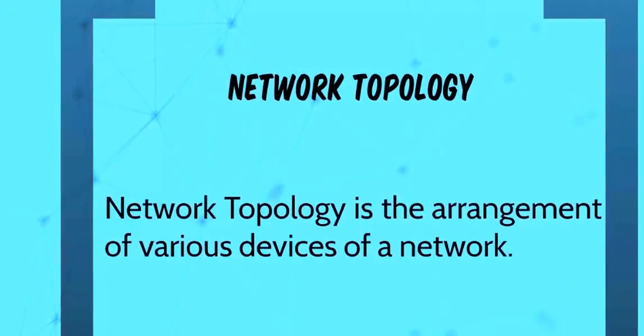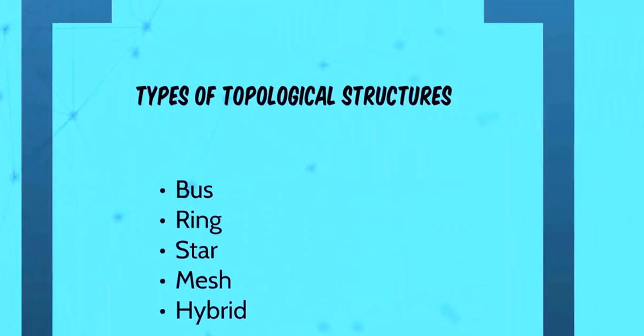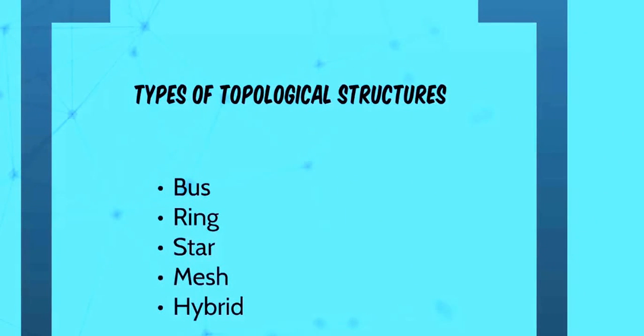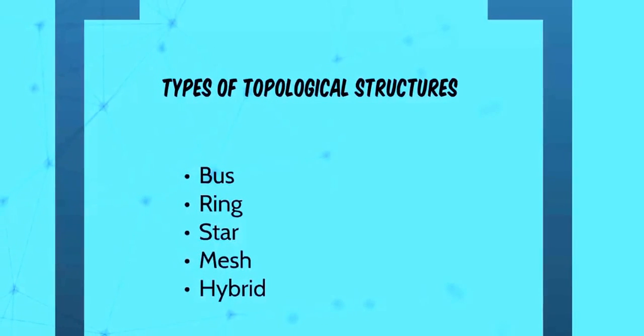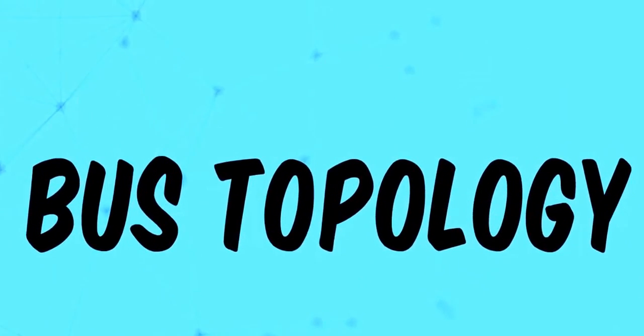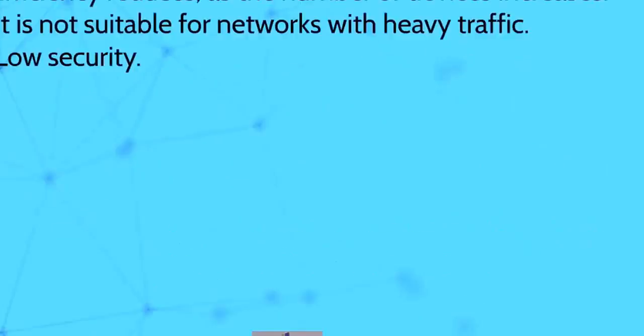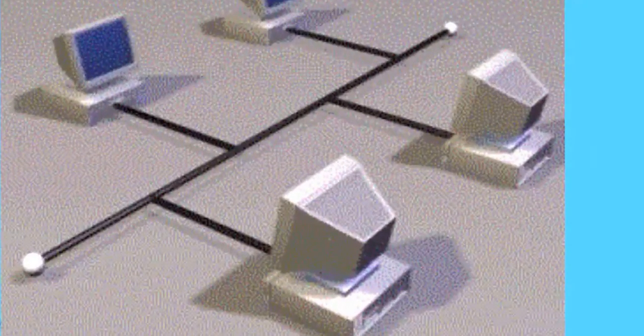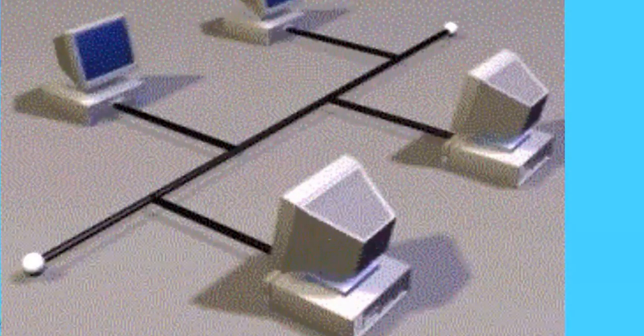The most commonly heard topologies are bus, ring, star, mesh, and hybrid topologies. Let's discuss in detail about each of them. Coming to the bus topology, all the devices are connected to the main cable called bus. All the traffic is passed through the same bus.